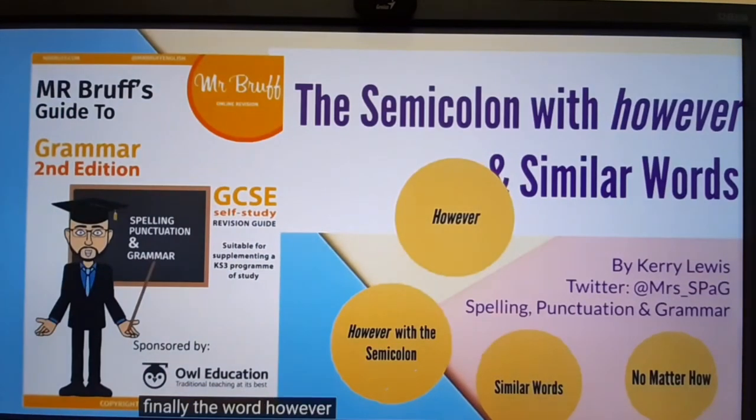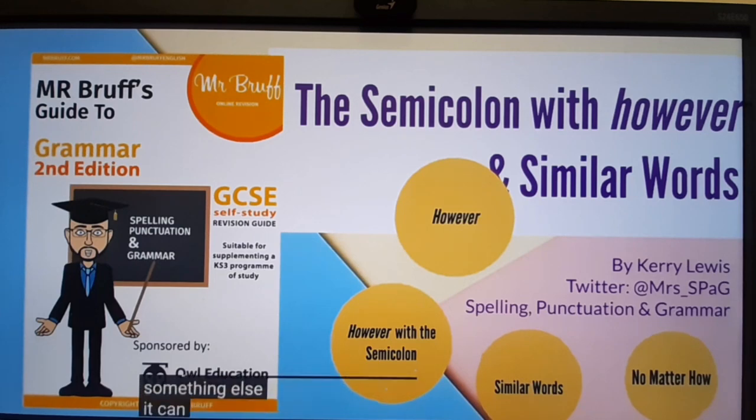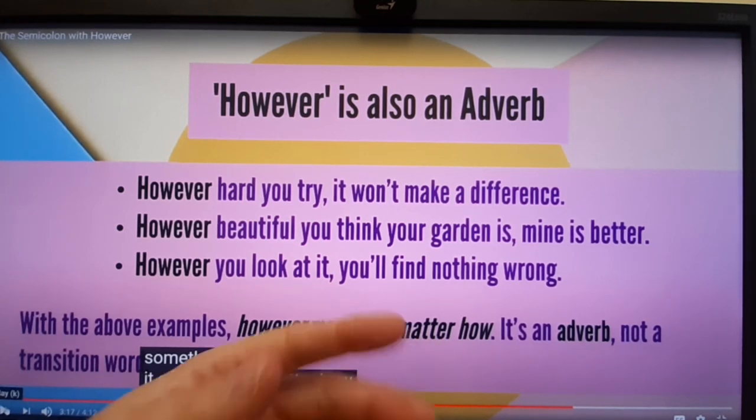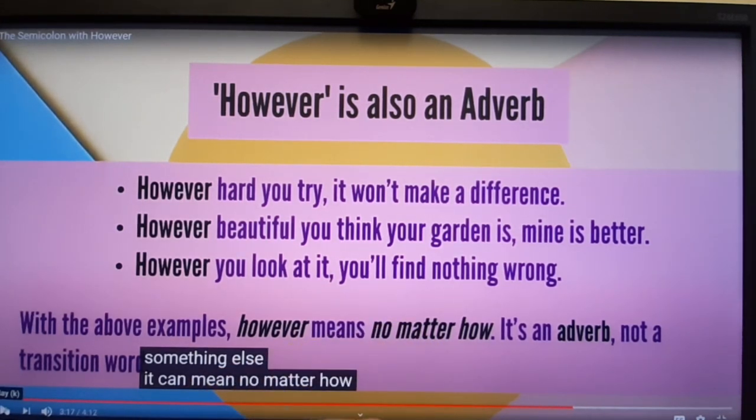Finally, the word however can mean something else. It can mean no matter how. This is very important, okay? It's like, however hard I try, okay? So it means no matter how, even though I put in a lot of effort, I fail, okay? So anyways, I'll let her describe this example here.